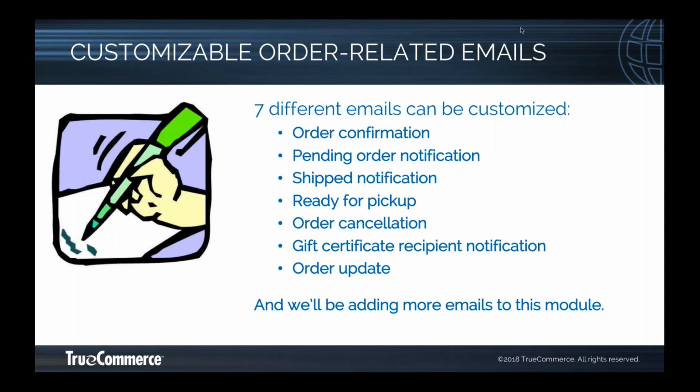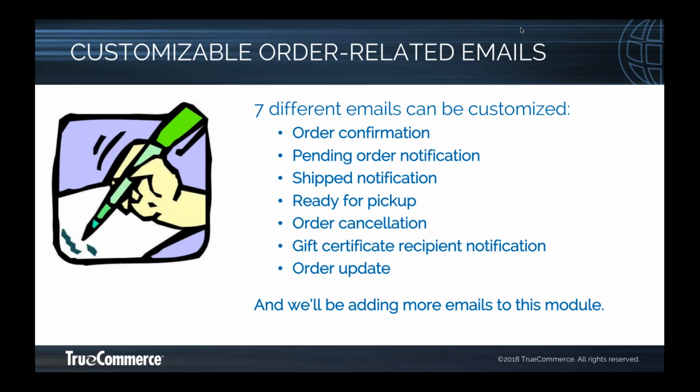So which emails can you customize? With the enhanced email functionality, you can customize most of your order-related emails, which are the automatic emails that are sent by the system when various order-related triggers occur, if you have them turned on in the Boolean options section of the OMS. So, for example, an order confirmation email is automatically sent when an order is placed.